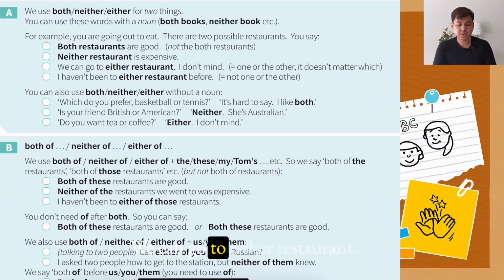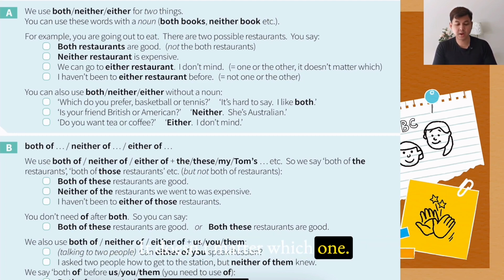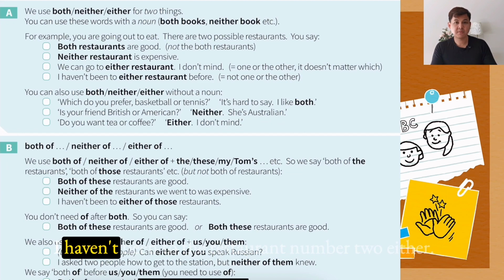We can go to either restaurant, I don't mind. We can go to this one or the other one, it's okay. It doesn't matter which one. I haven't been to either restaurant before. So I haven't been to restaurant number 1 and I also haven't been to restaurant number 2.